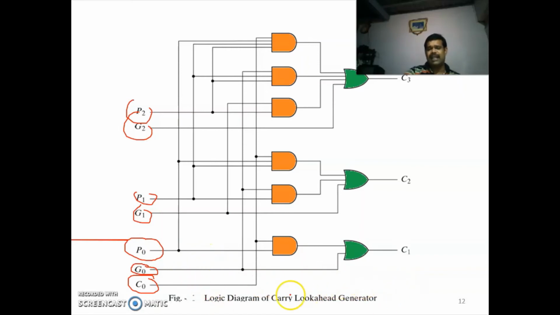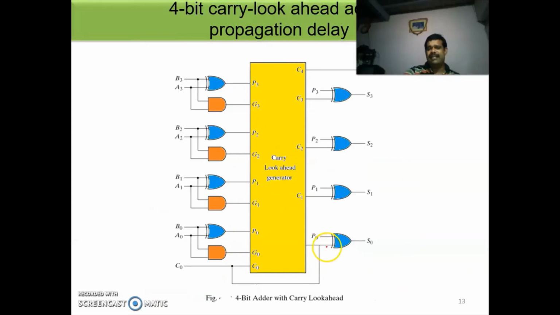This is a logic diagram of the look ahead carry generator. So this is the IC of the look ahead carry generator. This is an XOR, this is propagate and generate. So here you'll be getting the carry. This is a 4-bit adder with look ahead carry, so for 4 bits you can easily get the carry.